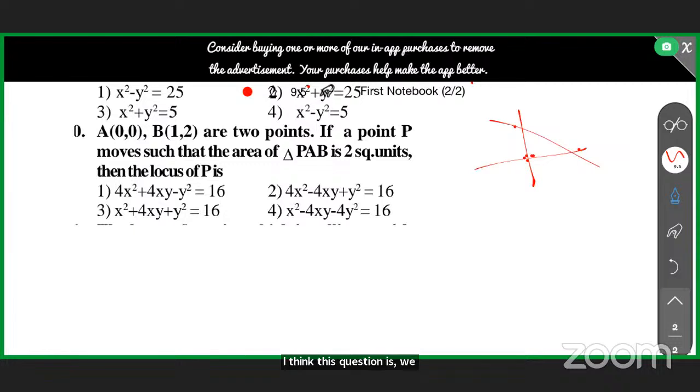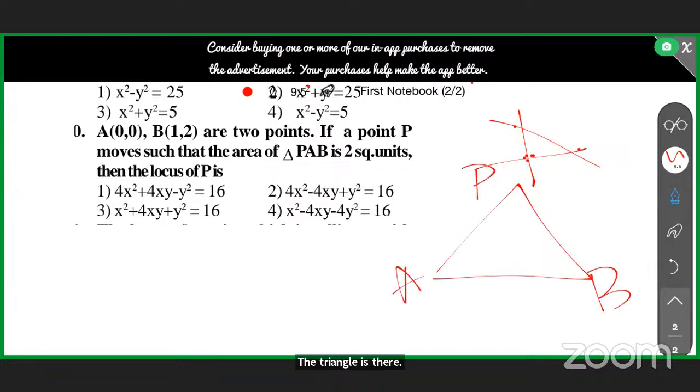And I gave one more question as homework for you. A triangle is there, P, A, and B. The vertices of A and B are given. Take P as (x, y). The area of triangle PAB is given.